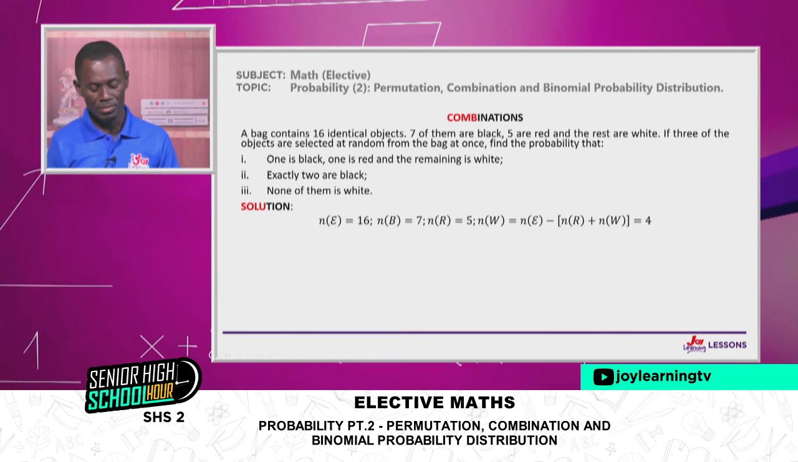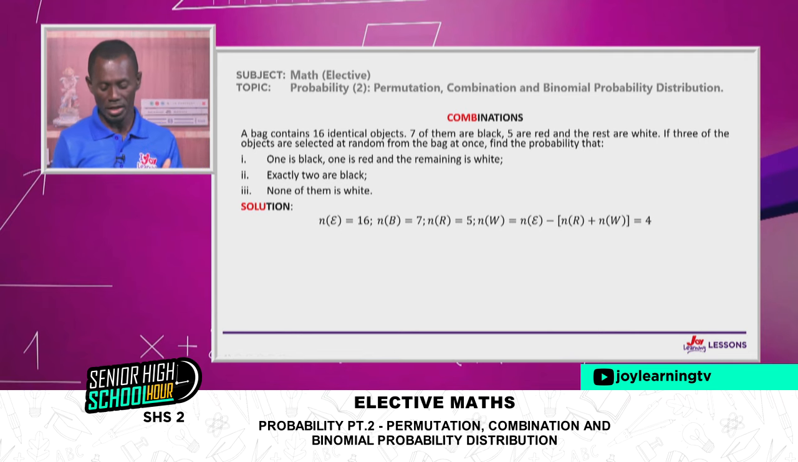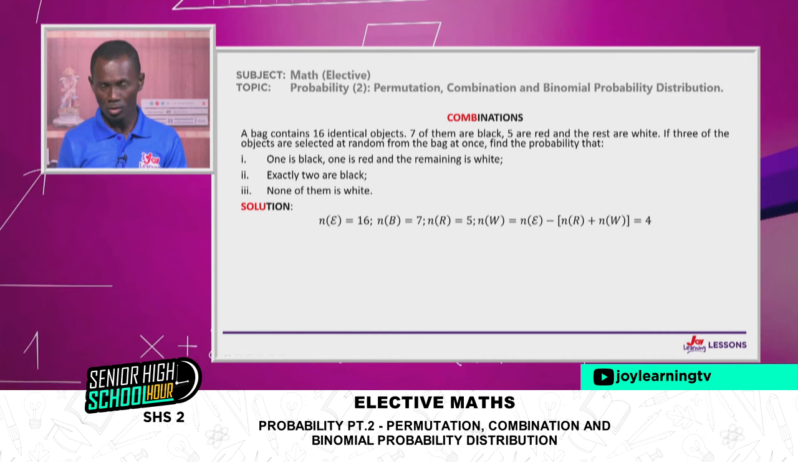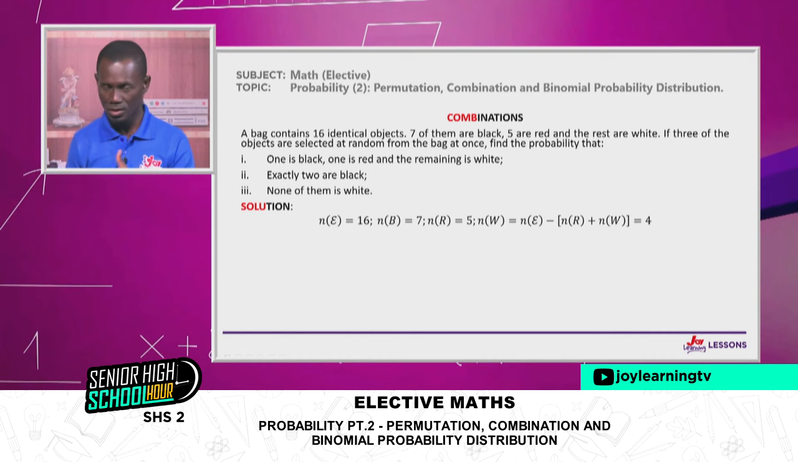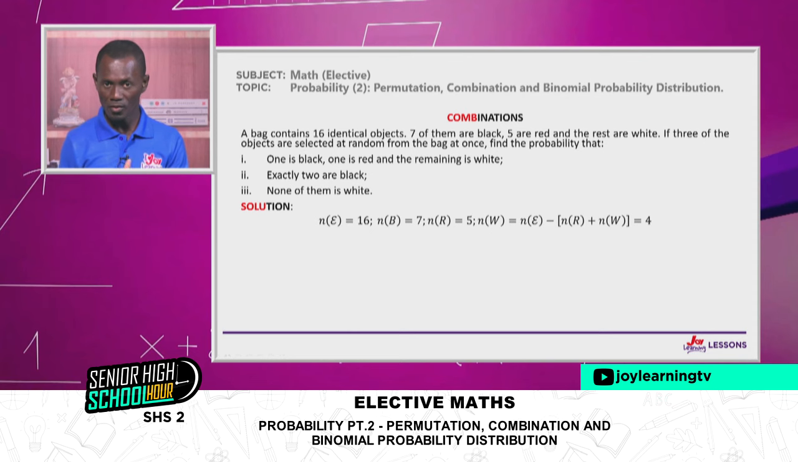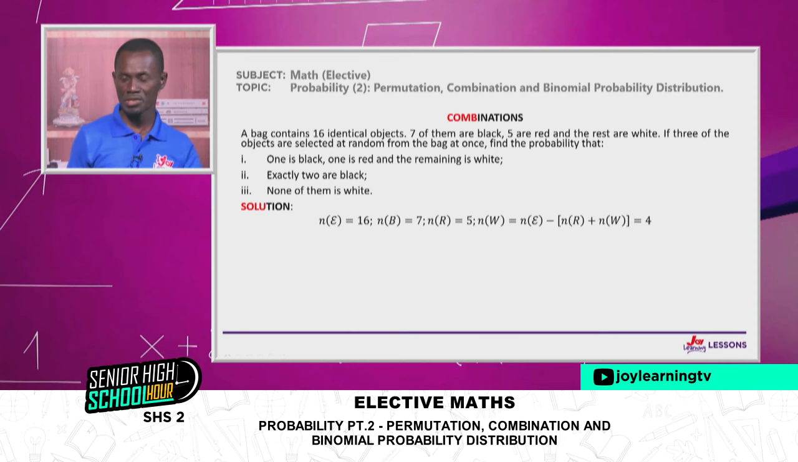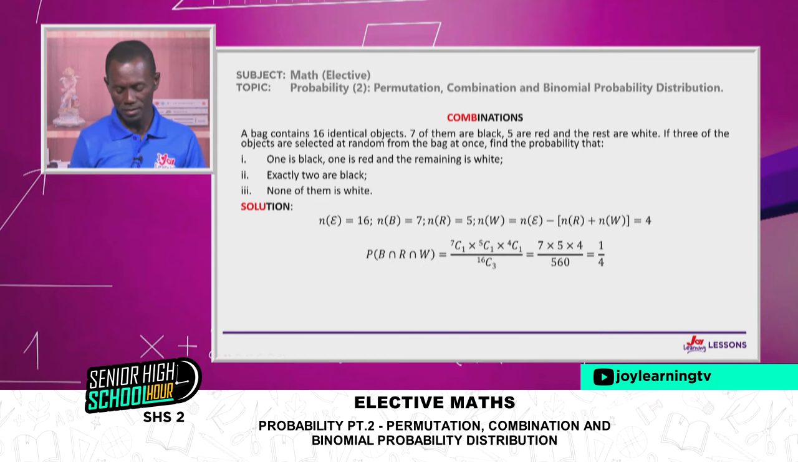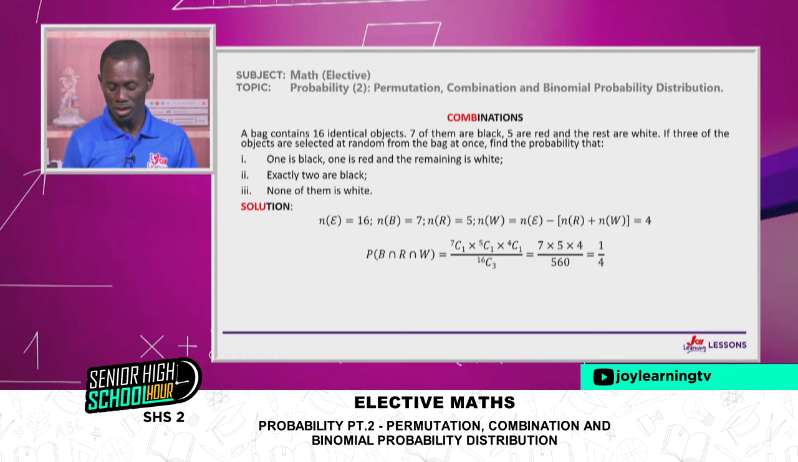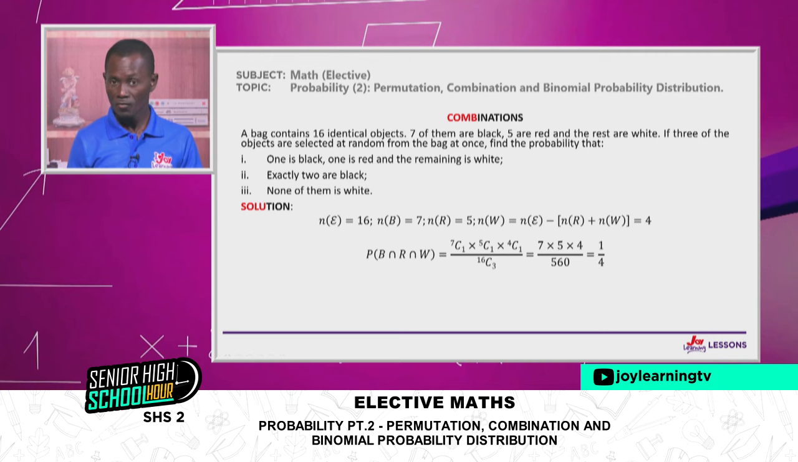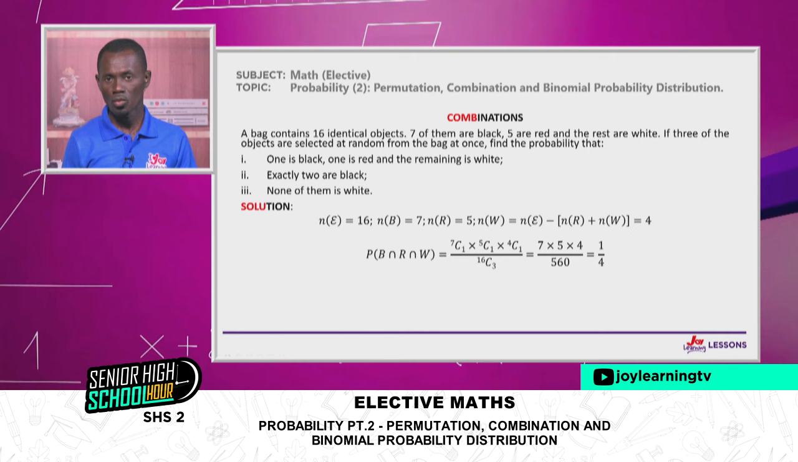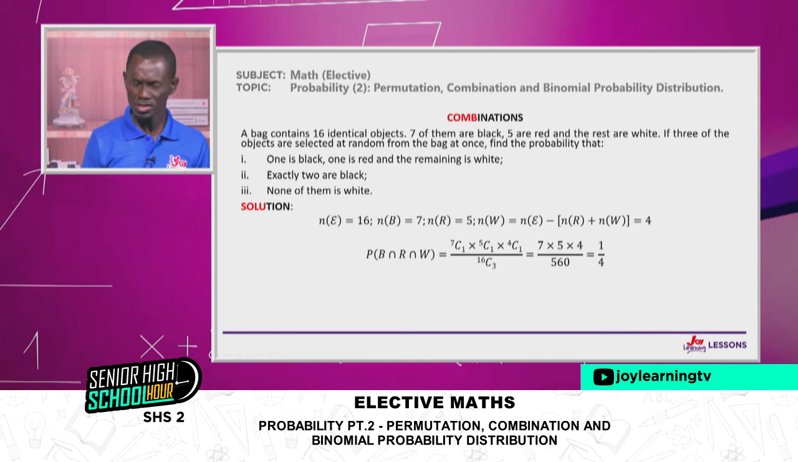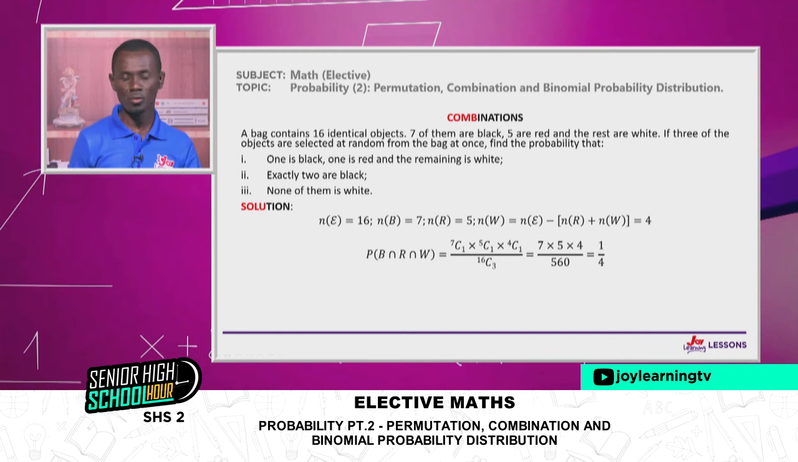There are 16 items, 7 black, 5 red. The number of white will have to be 4, because the question says the rest are white. So 7 plus 5 is 12. 12 from the total number 16 leaves us with 4. If we're going to have one red, one black, one white, we'll say 7 combination 1, which is one black, 5 combination 1, one red, and 4 combination 1, which is one white, out of 16 combination 3. Why 16 combination 3? Because we have 16 items, and we have to pick 3 at once.